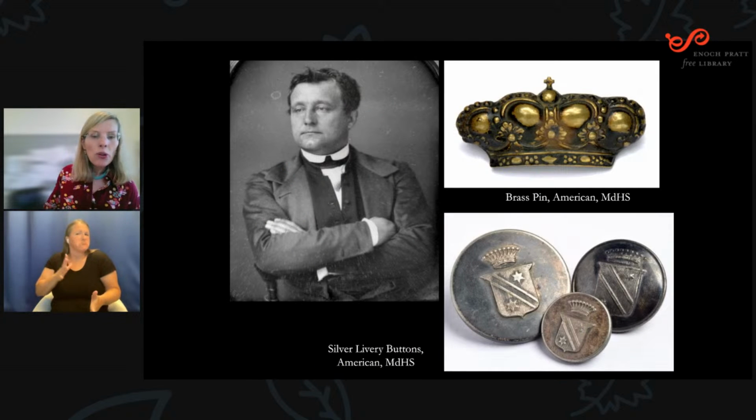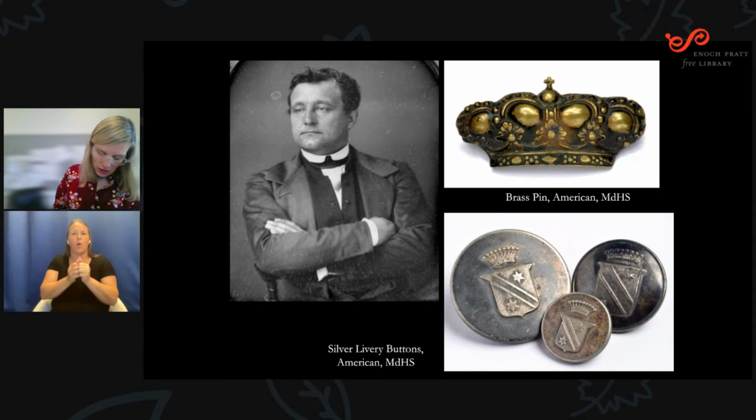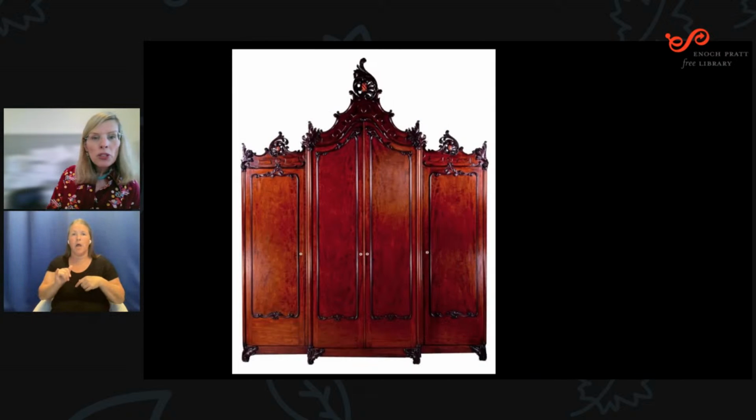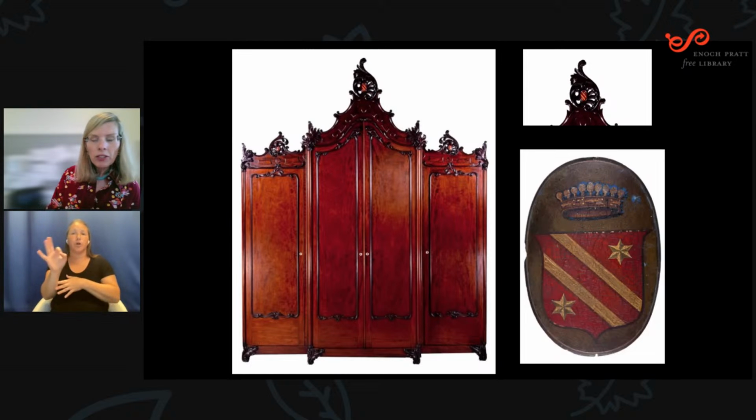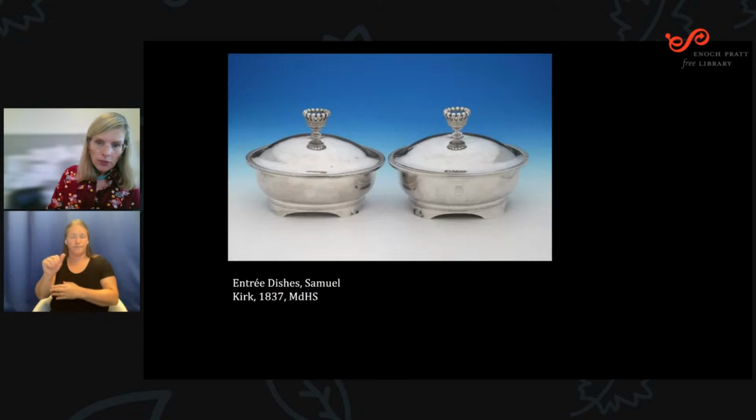It is he who begins emblazoning everything with the Bonaparte coat of arms for his liveried servants. He commissions silver buttons with the Bonaparte coat of arms. He has pins made that are crowns. And here we see him in a stance very reminiscent of the emperor himself. He commissions furniture with the Bonaparte coat of arms. Here we see the Bonaparte coat of arms in this elaborate finial. And then here a detail from a mirror, again, the crown surmounted by the Bonaparte coat of arms.